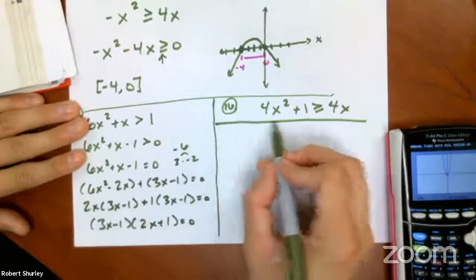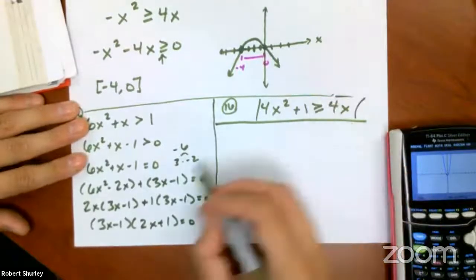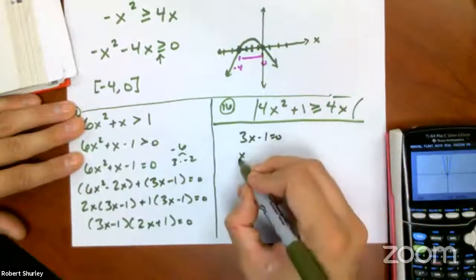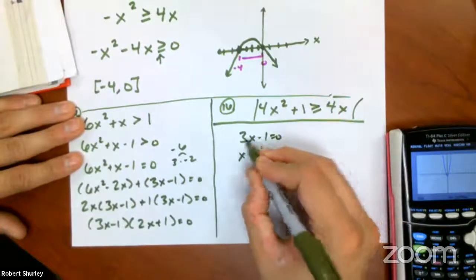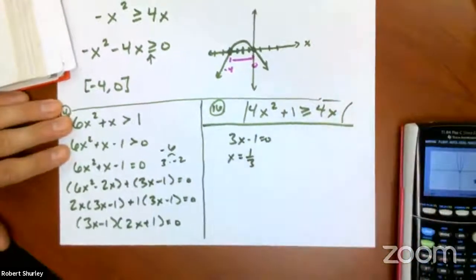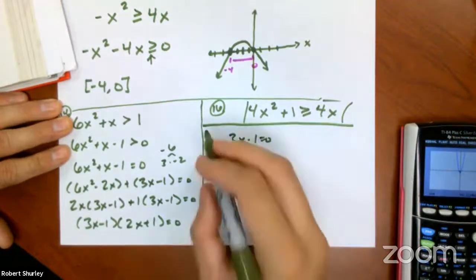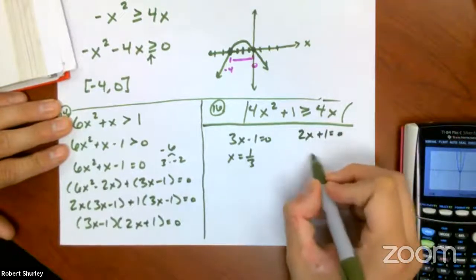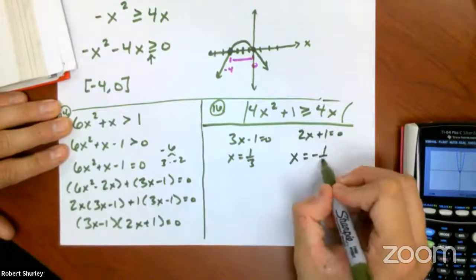Set each one of those equal to 0. 3x minus 1 equals 0. So x has to equal 1/3, right? Add the 1, divide the 3. That's the one to the right of the origin. And then we've got 2x plus 1 equals 0. Subtract the 1, divide the 2. We wind up with -1/2.